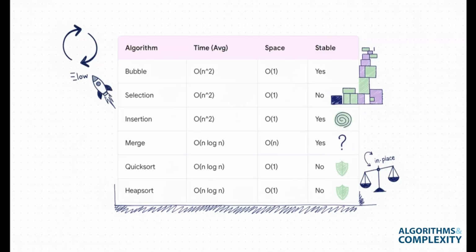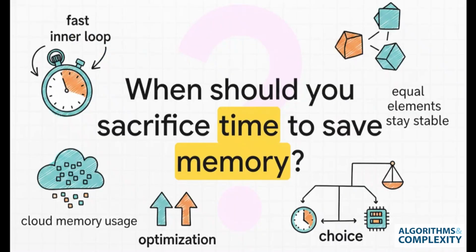As we conclude this explainer, I'll leave you with this fundamental engineering challenge to ponder the next time you write a line of code. When should you sacrifice processing time to save physical memory space in the real world? Because remember, there's no such thing as a perfect algorithm, only the right algorithm for your specific constraints. Are you optimizing for a fast inner loop, minimizing cloud memory usage, or ensuring equal elements stay absolutely stable? The choice is yours.